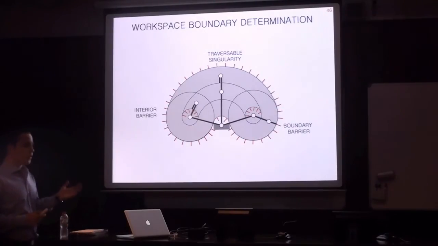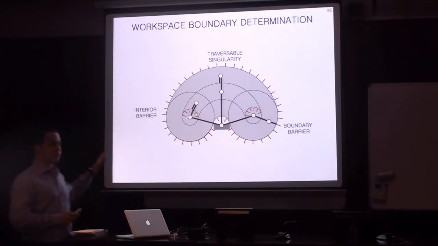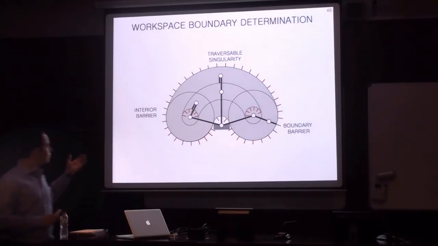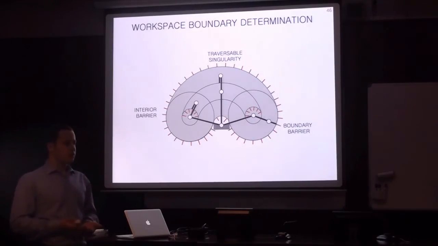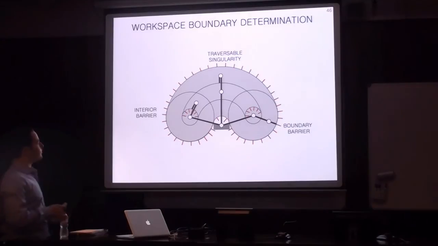And in addition to that, we are not constrained to compute the workspace with respect to the output variables only. We can compute it with respect to the input variables as well, for example, or to a subset of the output variables, like in this example.